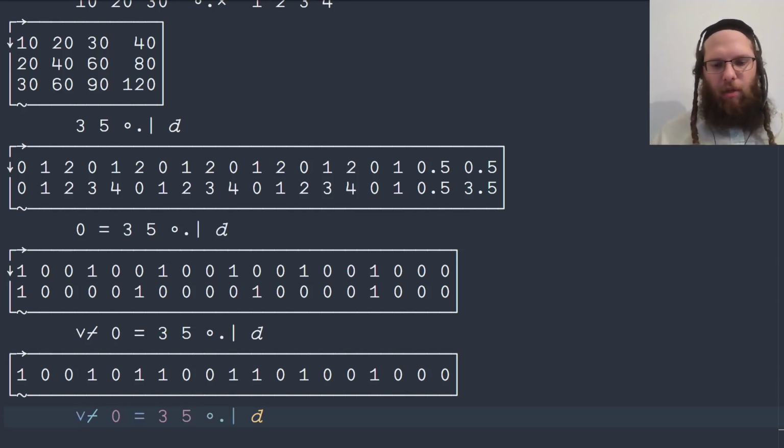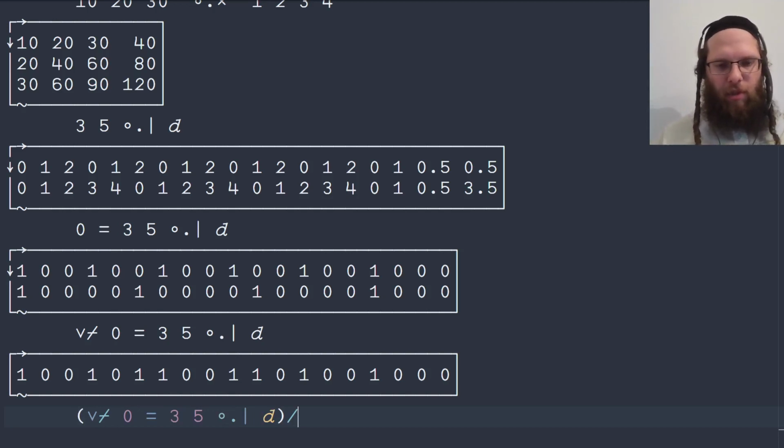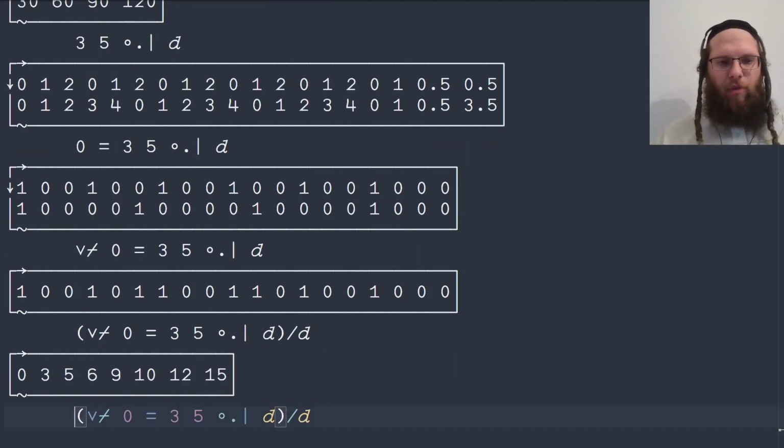by 3 or by 5. And we can use this then to filter, and we do that with a slash. So we filter d, and that gives us just the numbers that are divisible by 3 or by 5.